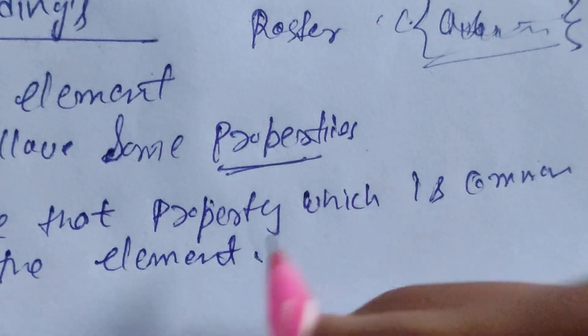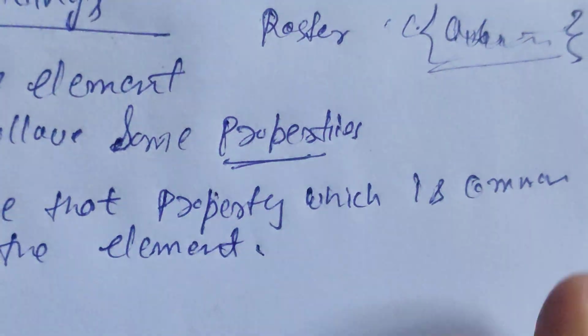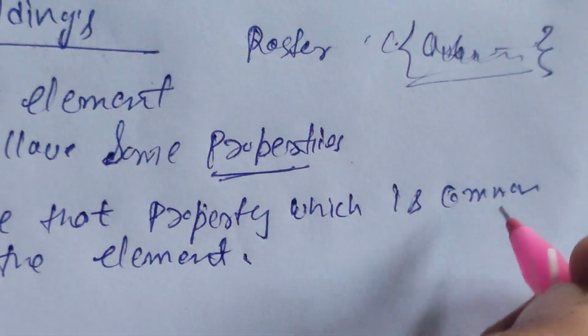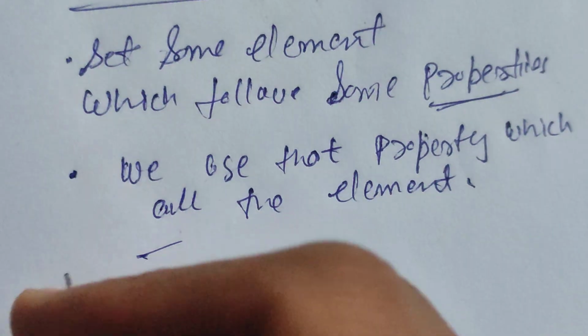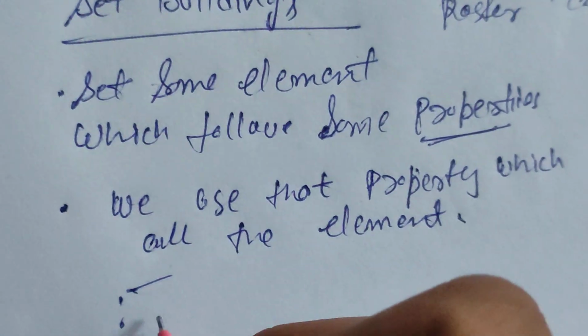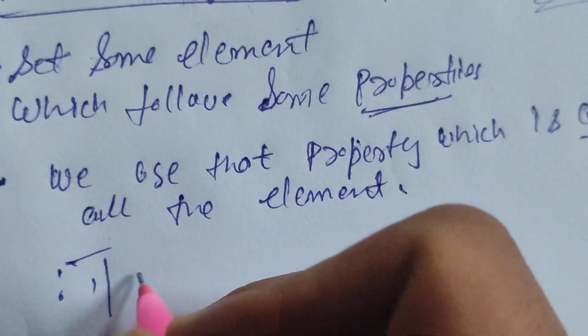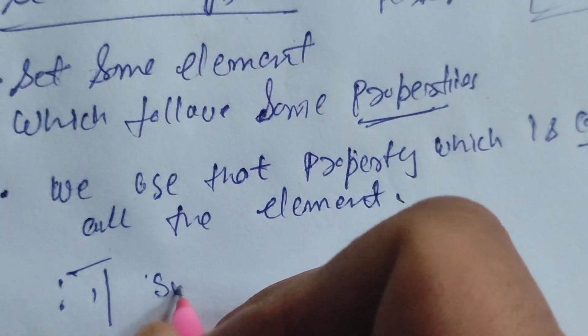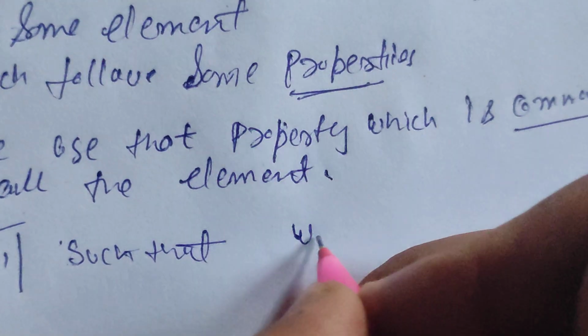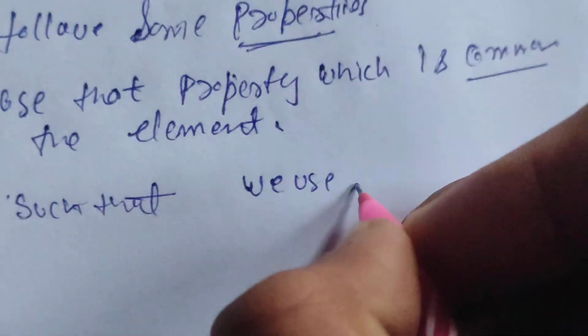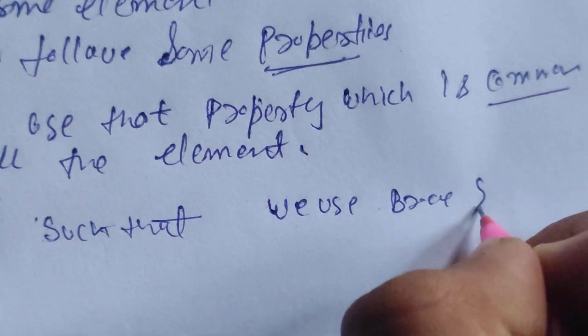So this common property we find and then we write it in this form, with notation. Simply, here this bar is called "such that". And we use curly braces.